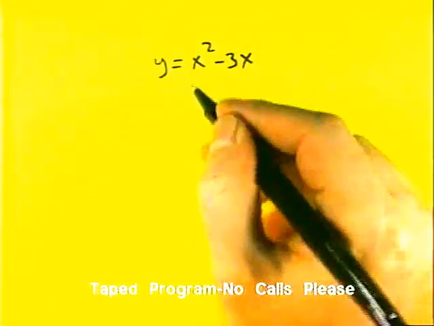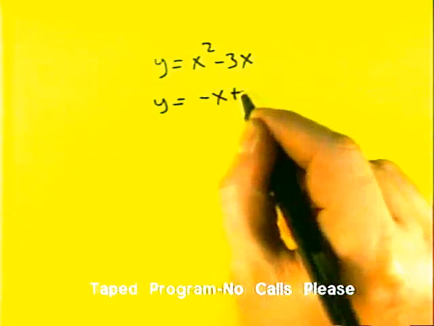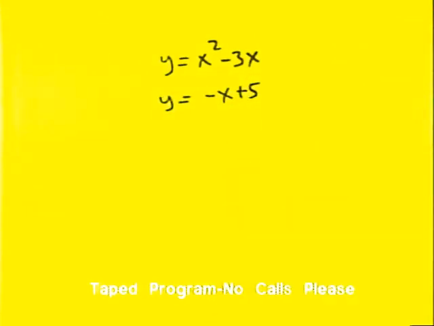Y equals x squared minus 3x, and y equals negative x plus 5. Find the area bounded by those two curves. Find the area bounded by those two curves. Okay. Let me see. I'm putting it in the calculator.